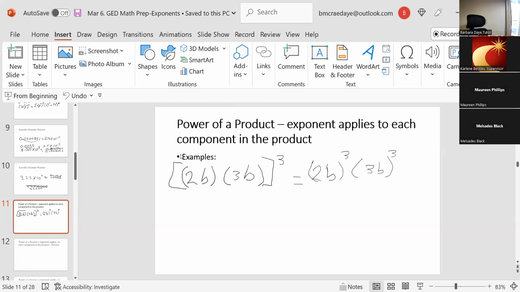2b to the third power times 3b to the third power. 2 to the third equals 8, equal to 2b to the 8th power, and times 3b to the 27th power. So now we get that answer.